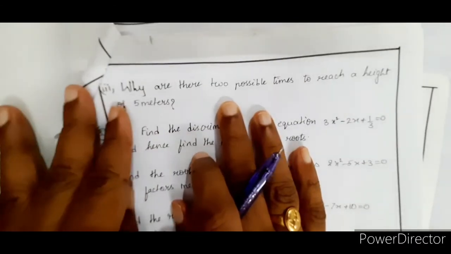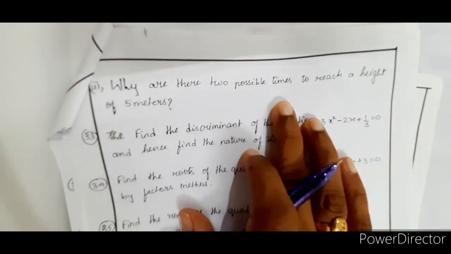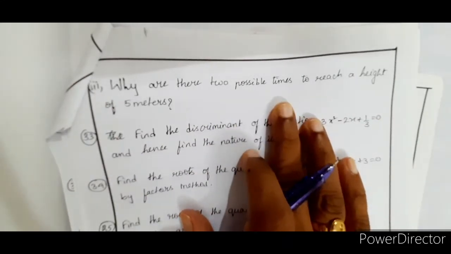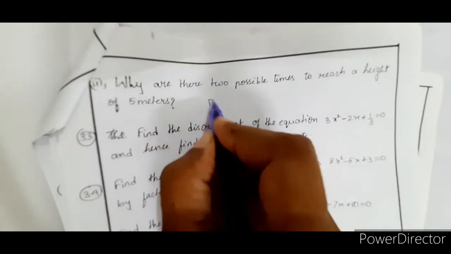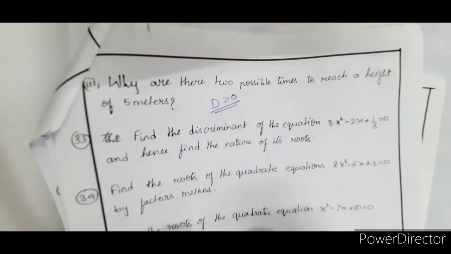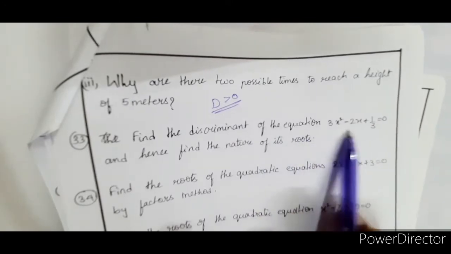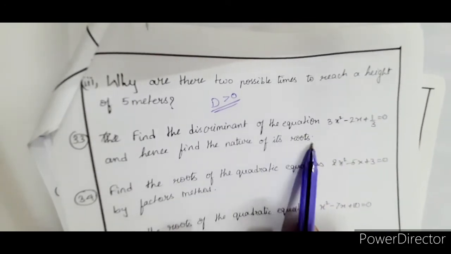The next one: why are there two possible times to reach a height of 5 meters? Because you have two roots here, so therefore you are getting two values. Find the discriminant of the equation, that will be why, because D is greater than 0. Find the discriminant of the equation and hence find the nature of its roots.